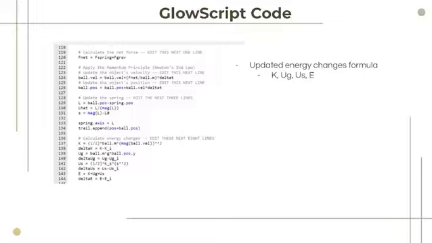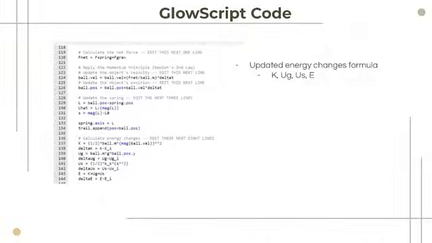And then lastly, one of the changes made was updating the energy change formulas for K, U_G, U_S, and E, and those are kinetic, gravitational potential, spring potential, and total energy.